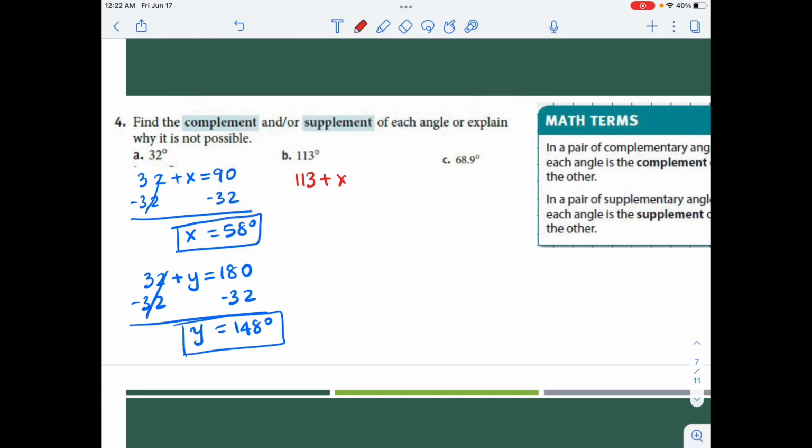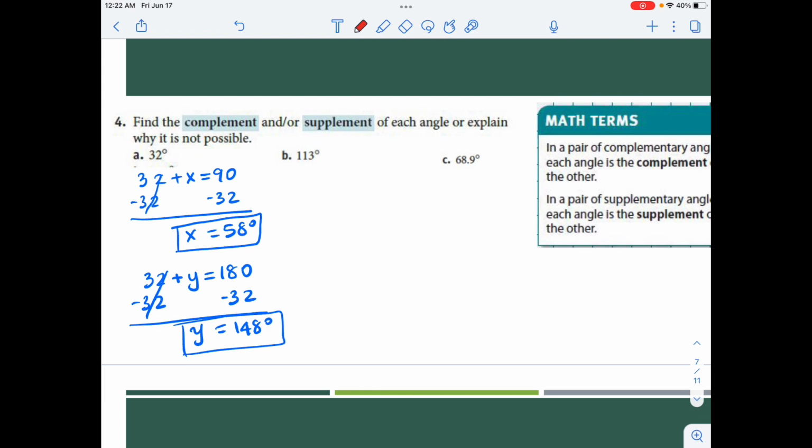113 plus x must be 90. Is it possible? No, right? It cannot be negative. So that's why we're going to say it is not possible to get a complement of 113. But can we get a supplement? Yes, we can. Let's go ahead and do that.